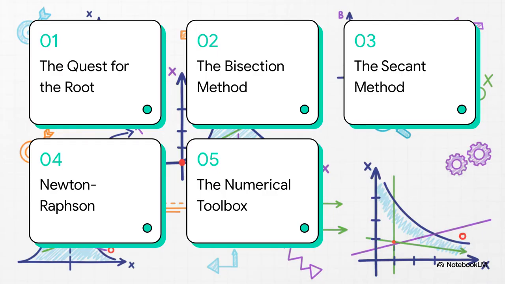So here's our game plan. First, we're going to define what we even mean by a root. Then we'll explore 3 awesome methods for finding them, each one with its own personality. And finally, we'll wrap it all up by figuring out how to pick the right tool for the job.